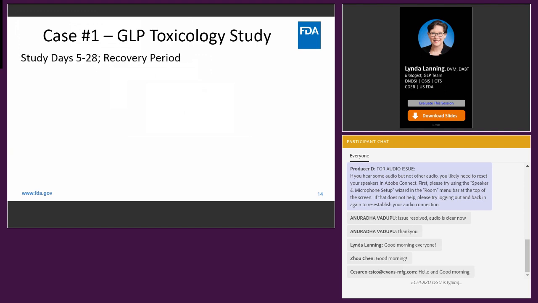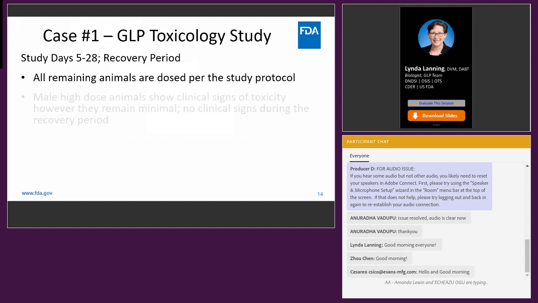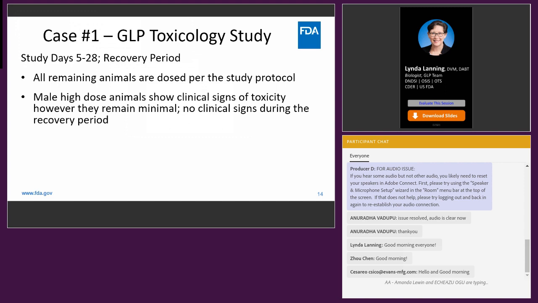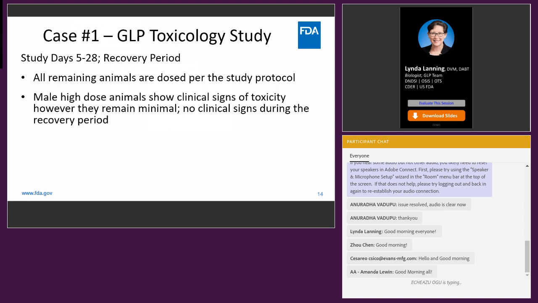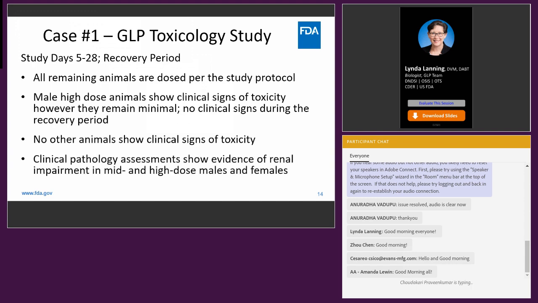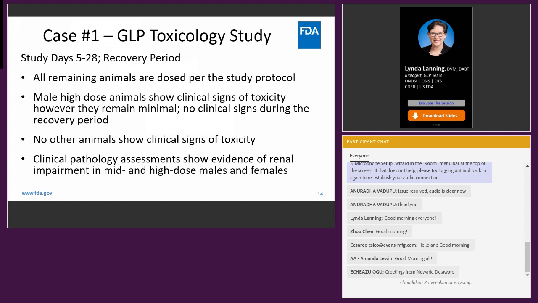All remaining animals were dosed per the study protocol and protocol amendment for the remainder of the study period. Male high-dose animals continued to show clinical signs of toxicity. However, the signs remained minimal and no signs were observed during the 14-day recovery period. No other animals showed clinical signs of toxicity. However, there was evidence of renal impairment in the clinical pathology assessments from the mid and high-dose males and females.